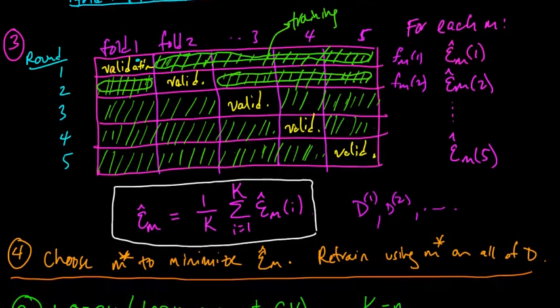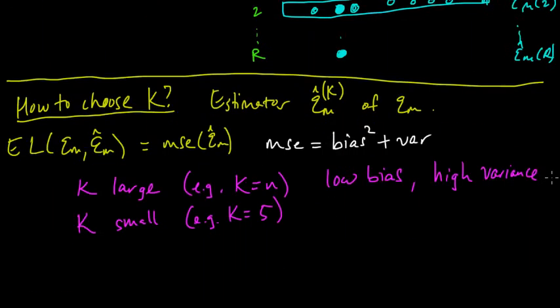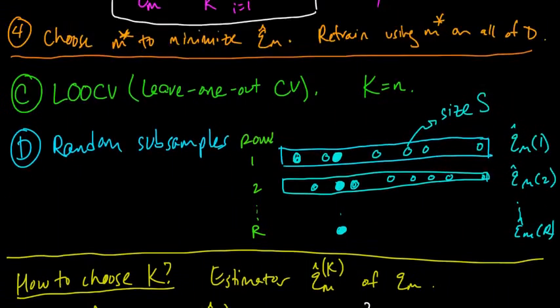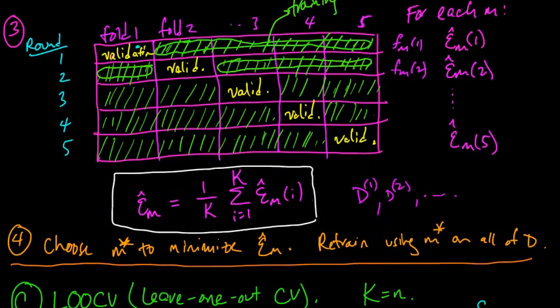Actually, let's make it even smaller, just to really see it clearly. Let's say k equals 2, super small. Then what's going to happen with the bias? Well, in that case, our training set is only going to be half of the data, D, on each round.